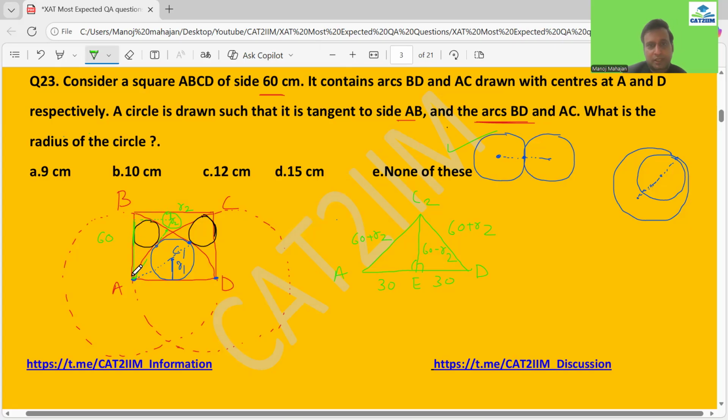So you can understand that I can again make a quadratic over here. So what do I get is (60 plus R2) square is the same as (60 minus R2) square plus 30 square. So again, you can calculate R2 from here.